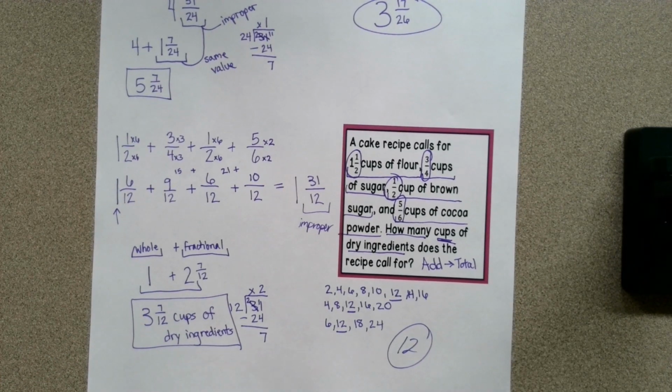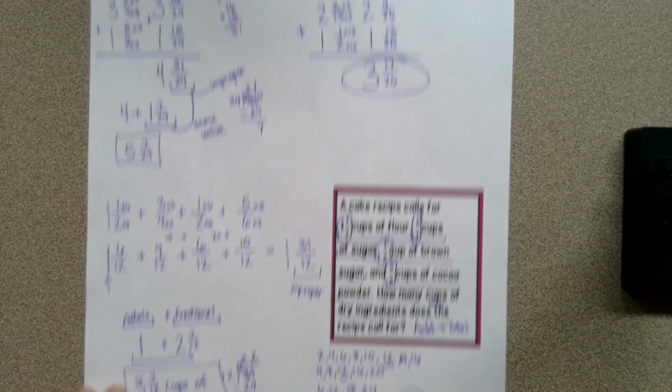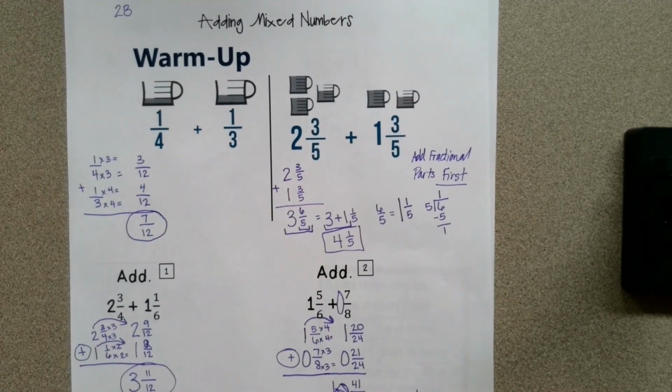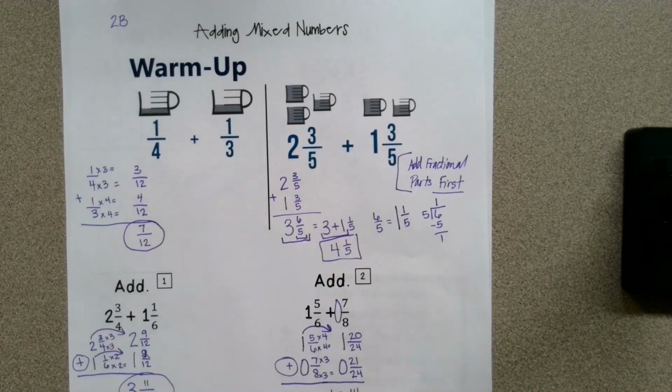When we're adding or subtracting fractions and adding mixed numbers, we absolutely have to have a common denominator, and we always start by adding those fractional parts first.